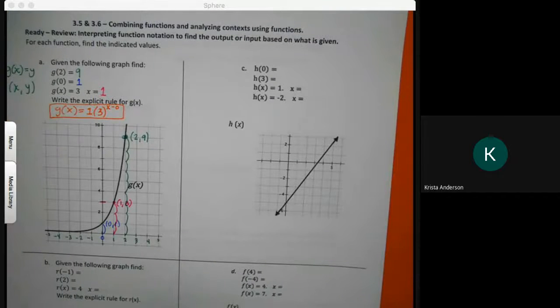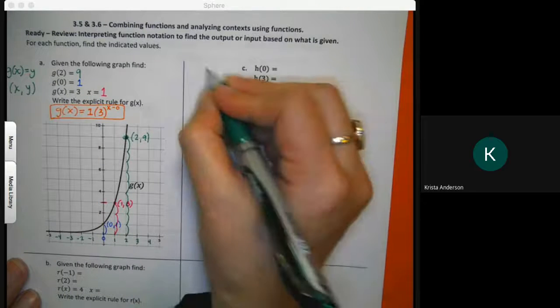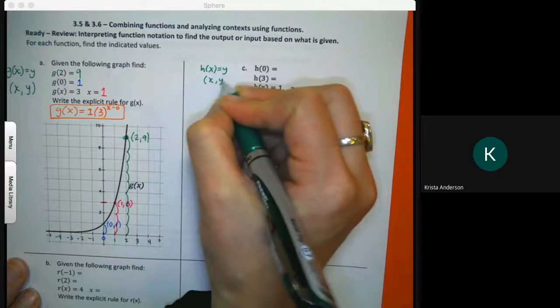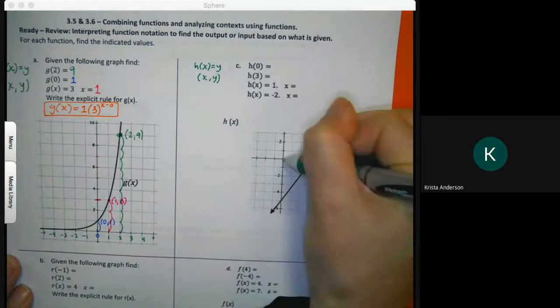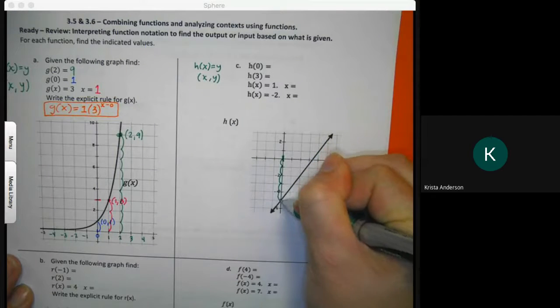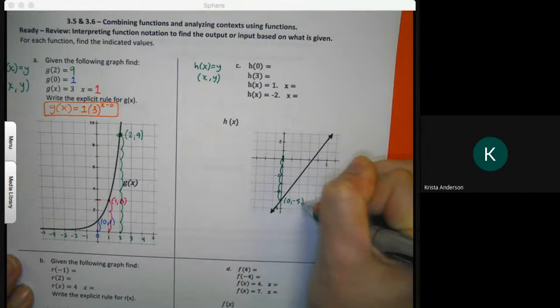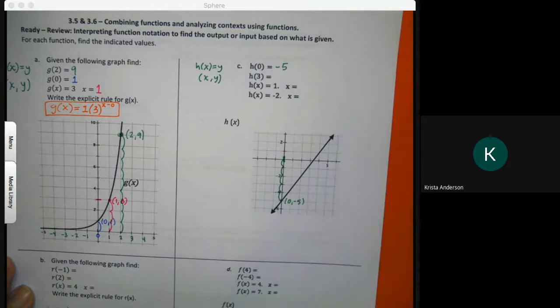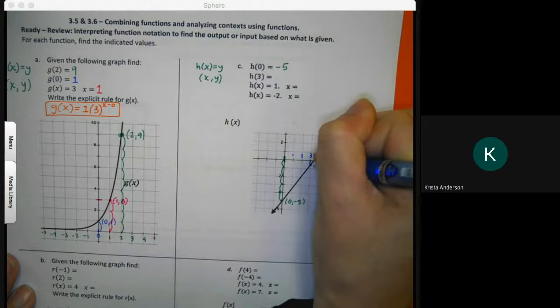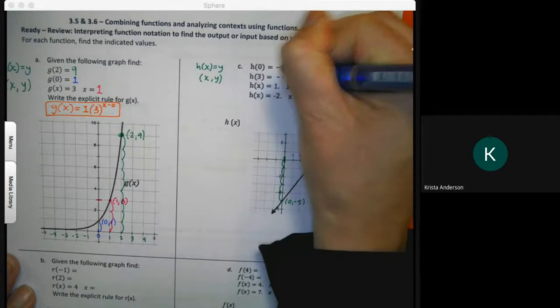H of 0. Same thing, h of x equals y, so the point x. Where is x 0? 1, 2, 3, 4, 5. 0 is down 5. Where is 3? 1, 3 is down a half. So I'm going to say down 1 half.